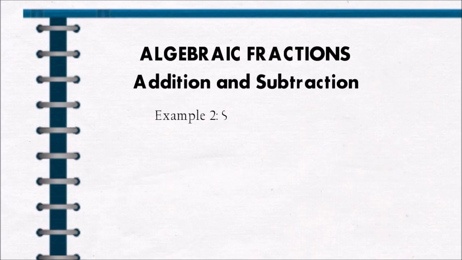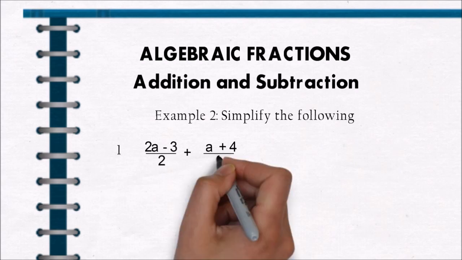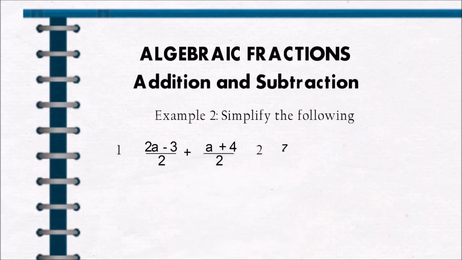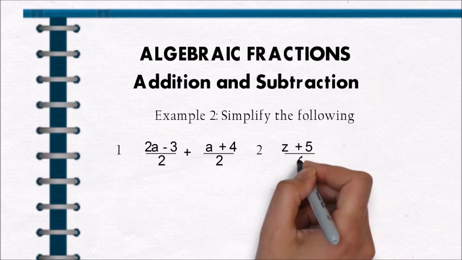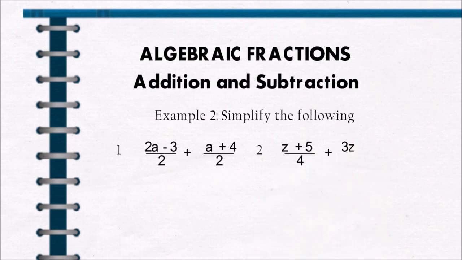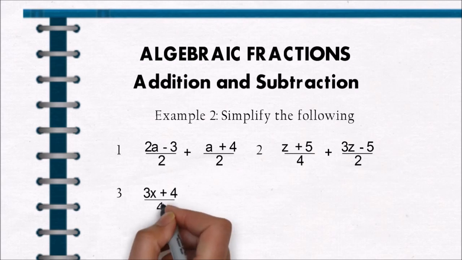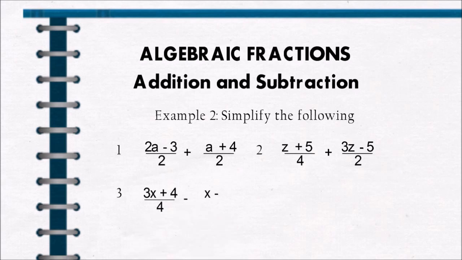Now example 2, simplify the following. 1. (2a minus 3) divided by 2 plus (a plus 4) divided by 2. 2. (z plus 5) divided by 4 plus (3z minus 5) divided by 2. 3. (3x plus 4) divided by 4 minus (x minus 3) divided by 4. And 4. 3b minus (5b minus 1) divided by 2.